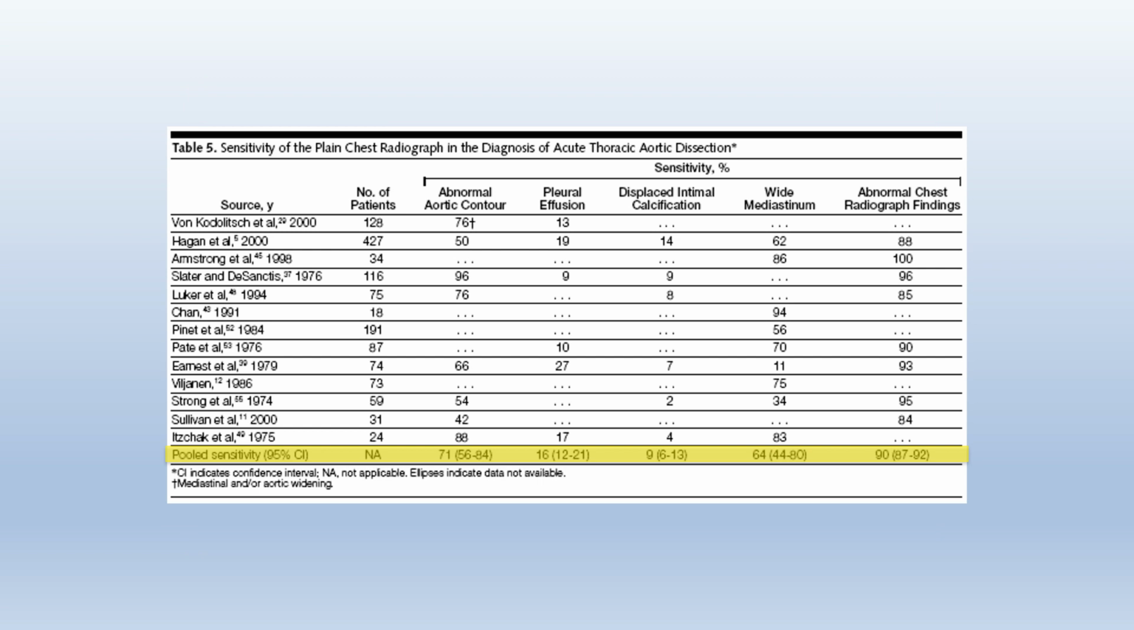Sensitivity of the chest plain radiograph. So abnormal aortic contour 71, with a 95% confidence interval, pleural effusion 16, displaced intimal calcification 9, widened mediastinum 16, and abnormal chest radiograph is 90.